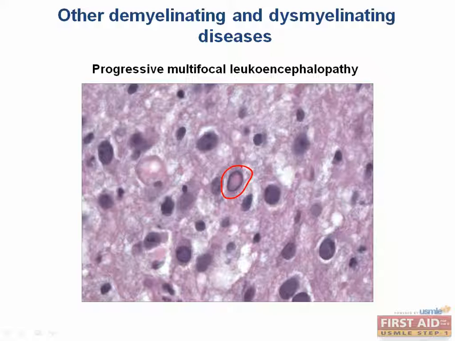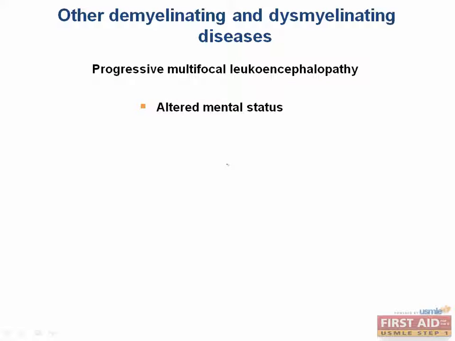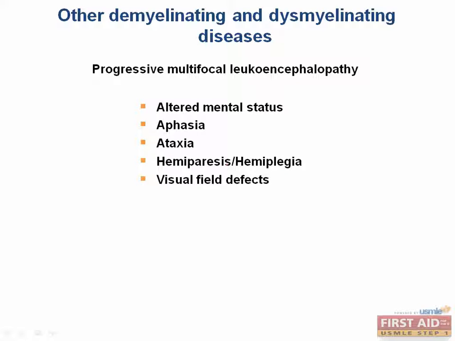Now, these are the cells that are infected with the JC virus. JC virus is almost ubiquitously found in the population, but it stays latent until reactivation, which mainly occurs in immunocompromised patients. And these are your patients with maybe things like AIDS or transplant recipients. These patients will present with a number of different symptoms. You can have altered mental status, aphasia, ataxia, hemiparesis or hemiplegia, and visual field disturbances.